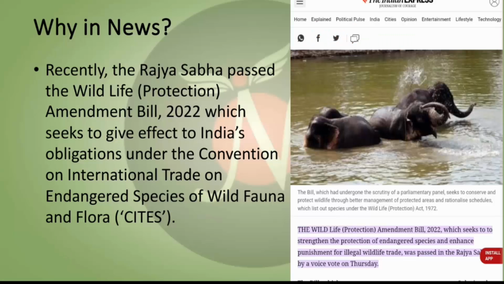So we will see why it is in the news. Recently, the Rajya Sabha passed the Wildlife Protection Amendment Bill 2022, which seeks to give effect to India's obligations under the Convention on International Trade in Endangered Species of Wild Fauna and Flora. You can remember this definition of CITES.